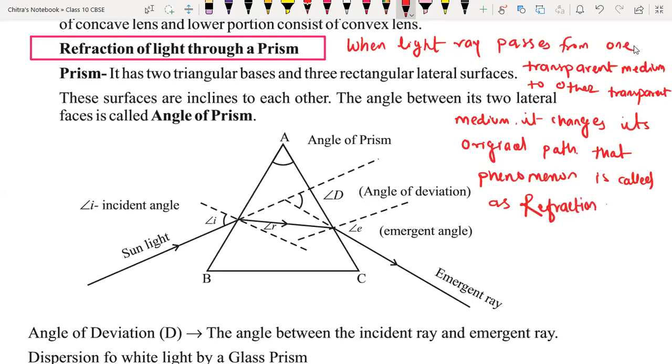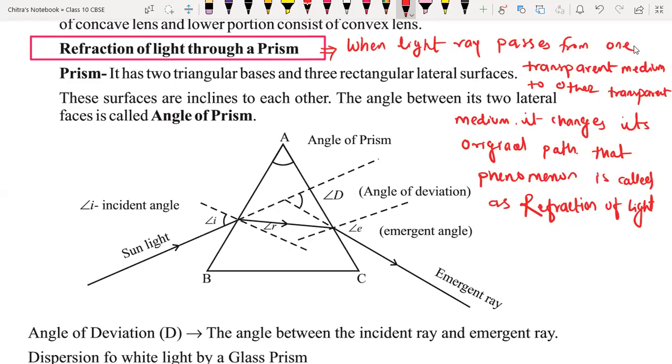Sir, am I audible? Yes, refraction of light. Have you understood what is refraction of light, everyone? Yes, sir. So this is the definition for that. Let's discuss what is given in your notebook.